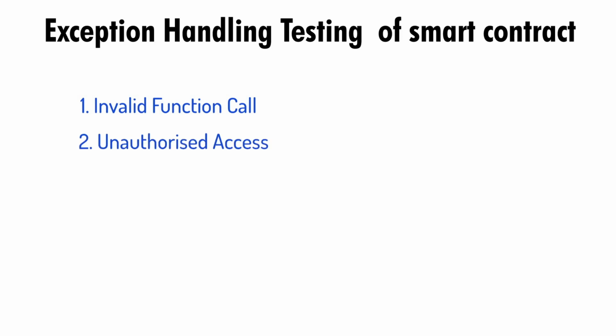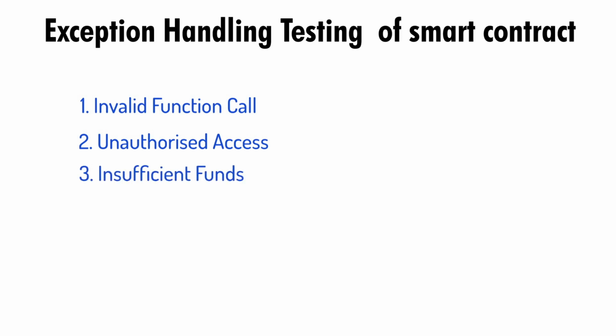First one, invalid function call. Test calling a function that does not exist in the contract. Verify that the contract throws an appropriate exception or reverts the transaction. Unauthorized access. Test accessing function or data that is restricted to specific roles or addresses. Verify that the contract throws an exception or reverts the transaction for unauthorized access attempts.